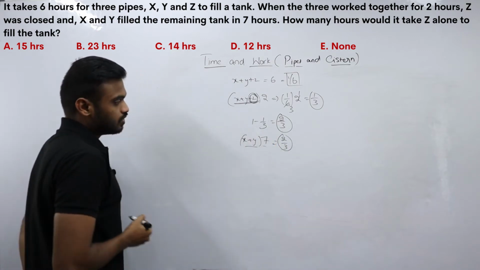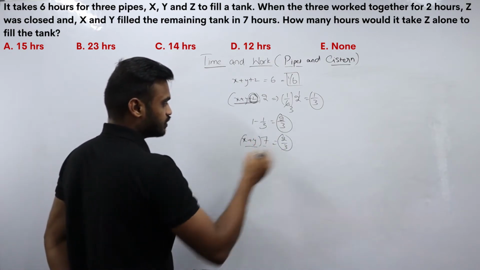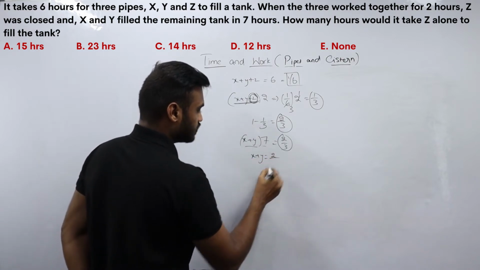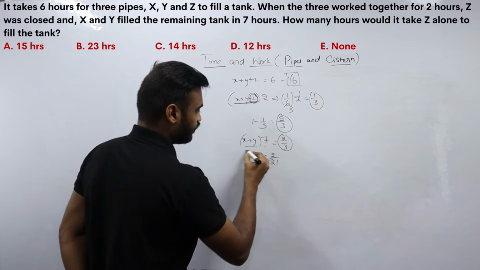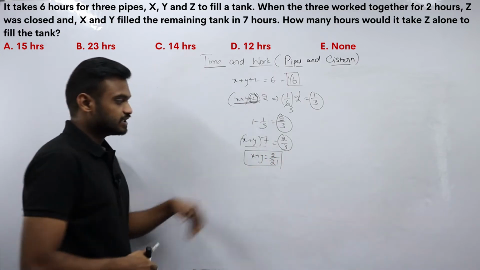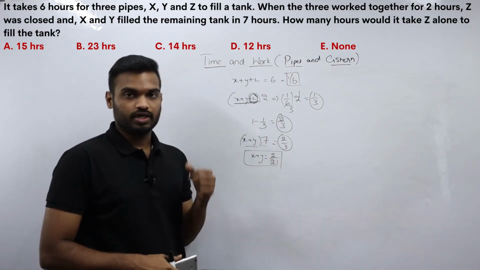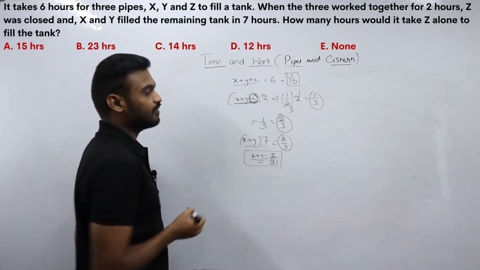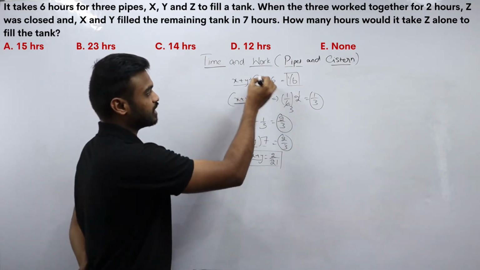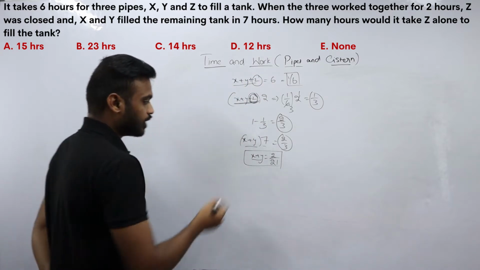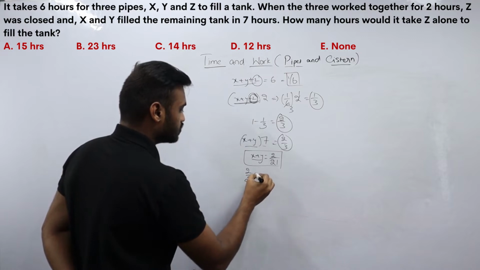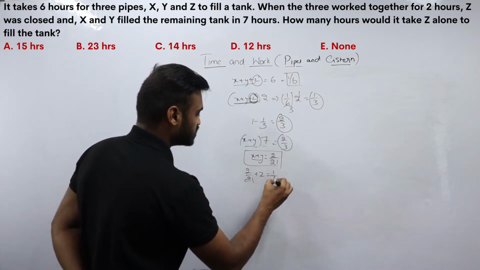Now if we send this 7 to the right hand side, I will get X plus Y equal to 2 by 7 into 3, that is 21. So X plus Y's 1 hour efficiency is 2 by 21. Now if I substitute this X plus Y value in X plus Y plus Z, I will come to know the total time taken by Z to finish the work. Substituting this value, I will get 2 by 21 plus Z equal to 1 by 6.